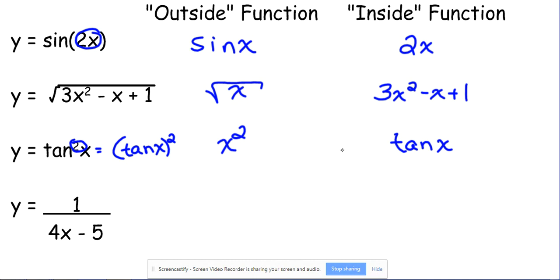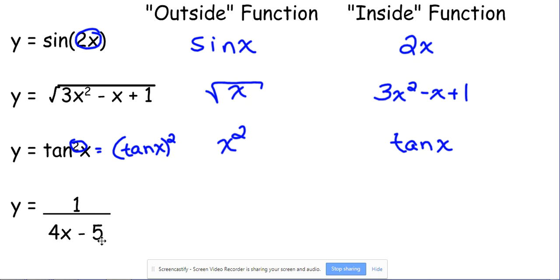Here's the way you can also think of it. When we're plugging something into these functions, where do we go first? Wherever we go first is the inside. So when we're doing sine of 2x, what do we do first? We multiply x by 2. Then we plug that into the sine function. When we're dealing with the square root one, where do we go first? We plug x into this polynomial, and then we take the square root of it. Same thing here. Where do we go first? In this case, we plug x into tangent, get that value, and then we square it.